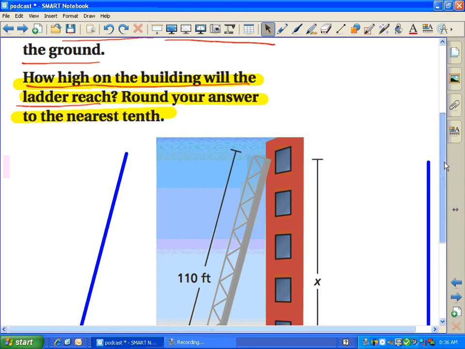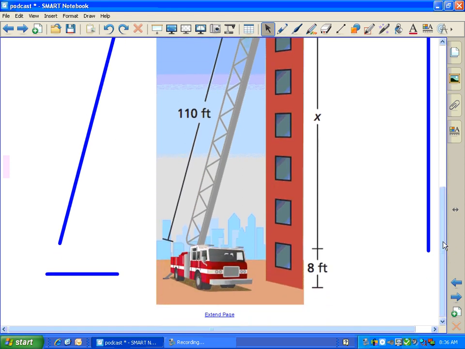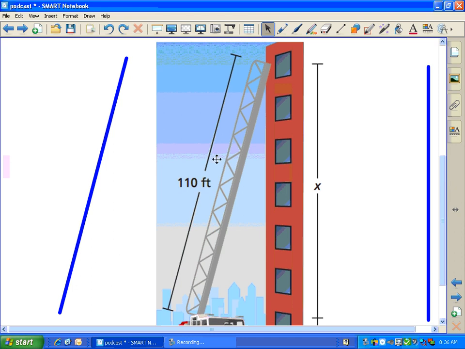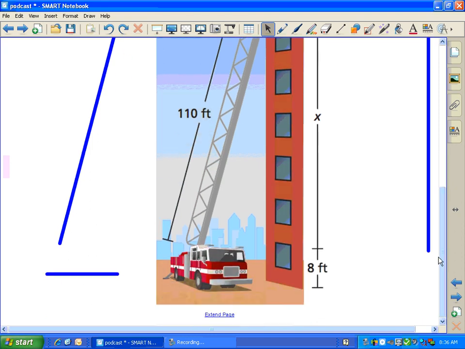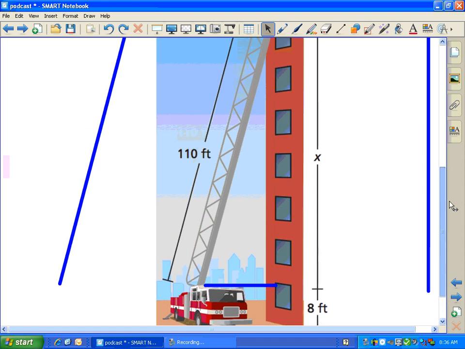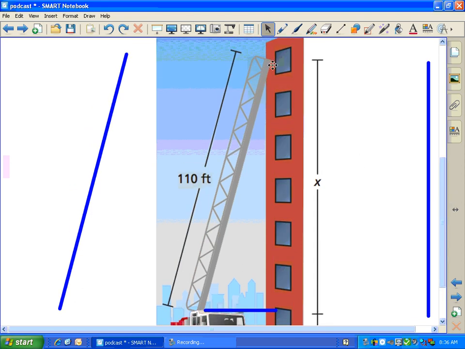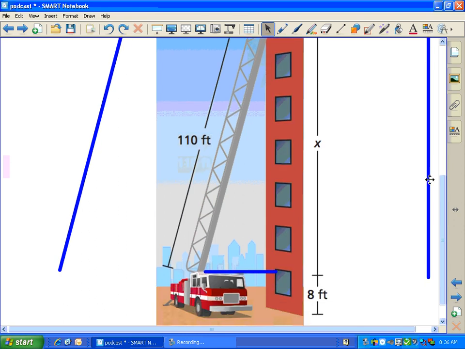All right, so for my visual people, here's my picture. I have a fire engine with a ladder that extends 110 feet. The base of the ladder is 8 feet above the ground. So we're going to pretend that from the ground to the base of the ladder, it's 8 feet. They want us to know how long this ladder will extend going up the side of the building. Visual people, I'm going to draw a triangle.